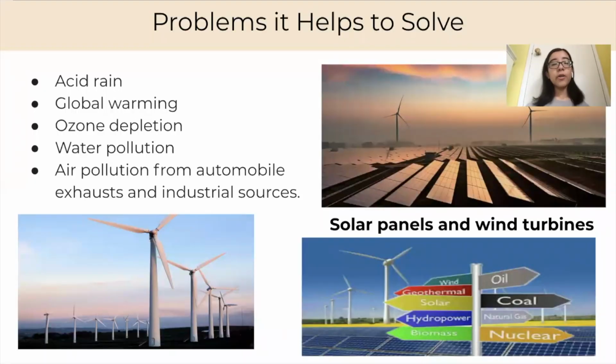So, environmental engineers help to solve various problems, especially those pertaining to climate change. Acid rain is a big one, as our rain becomes more acidic because of pollution. Global warming, ozone depletion, the depletion of the ozone layer, water pollution to make sure there are no harmful chemicals in our water, and then air pollution from car exhaust. So, environmental engineers try to make everything more eco-friendly and help the environment as much as possible.